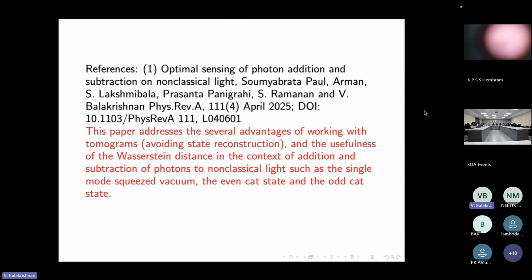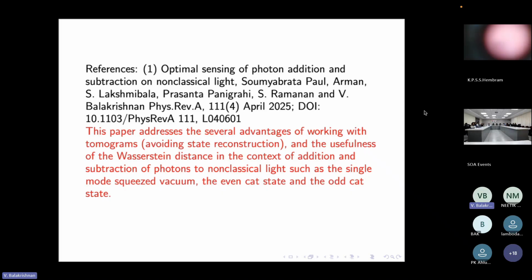The optics part of it is largely from a recent paper of ours, where Professor Prashant Panigrahi is also a collaborator. And as he pointed out to me once, this is a nice collaboration between people from two centers of excellence in quantum information, Lakshmi, Bala, Ramanan and Balakrishnan from IIT Madras, and Prashant Panigrahi and Soumya Brata Paul from IIT Madras, and Prashant Panigrahi and Arman, his student. This was recently published in Phys Rev in the letters section. And this paper addresses the several advantages of working with tomograms.